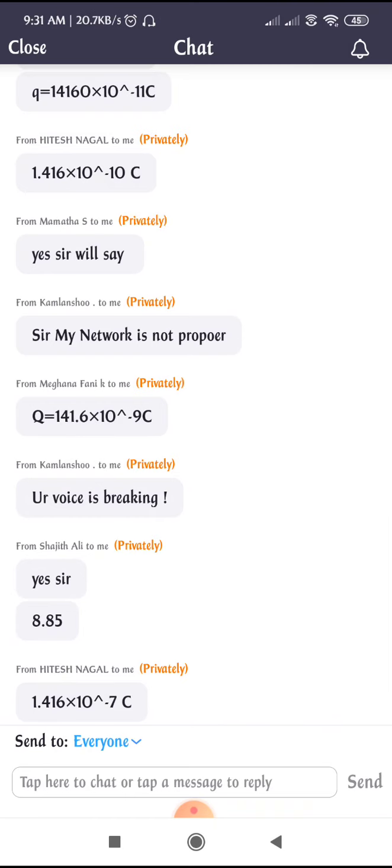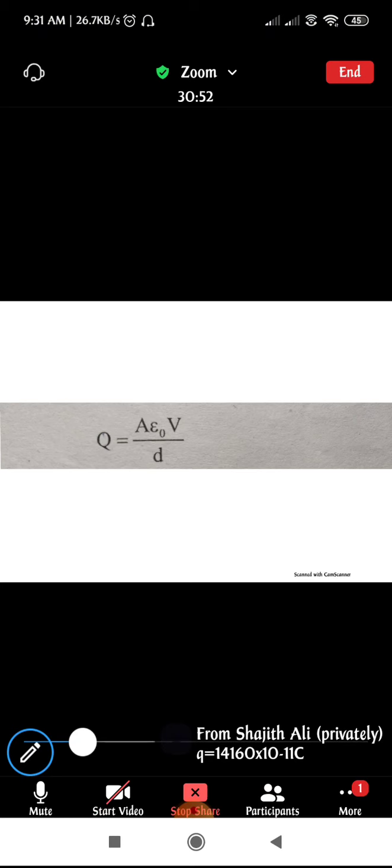Hitesh, 1.4 into 10 power minus 7. Okay, fine. So see here, you need to calculate the value of Q. So Q comes out to be A epsilon naught V divided by D. Correct. So Q is equal to A epsilon naught V divided by D.